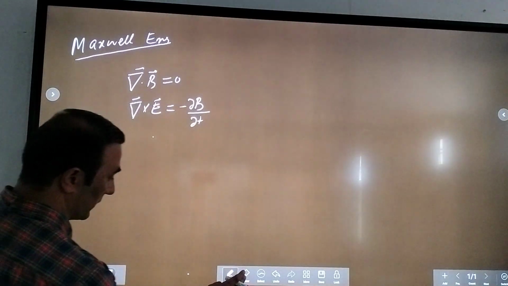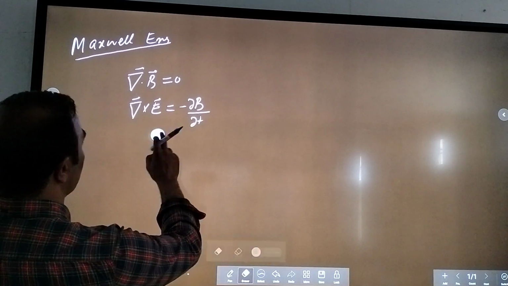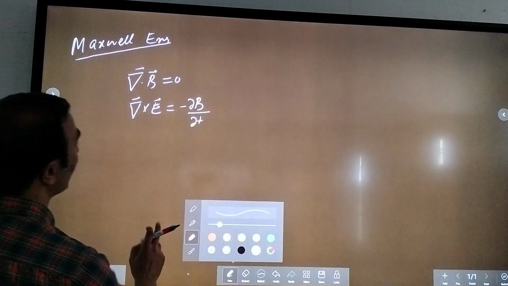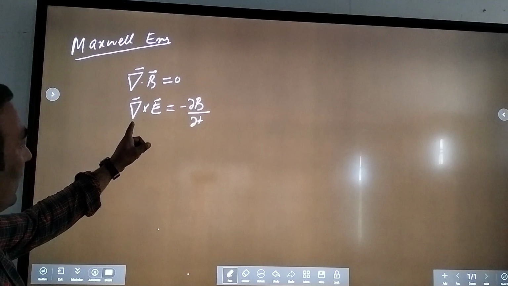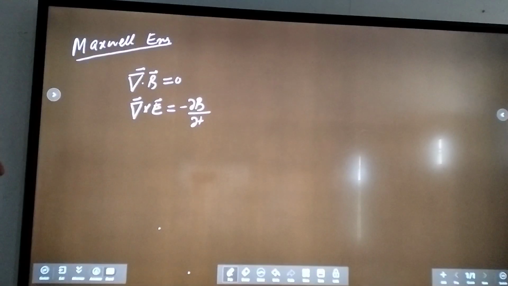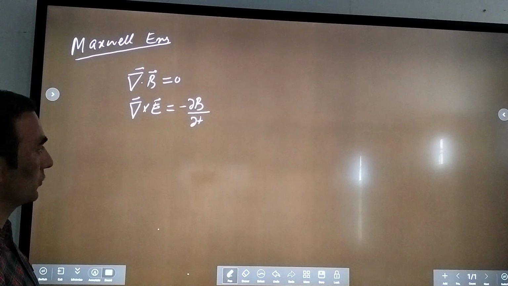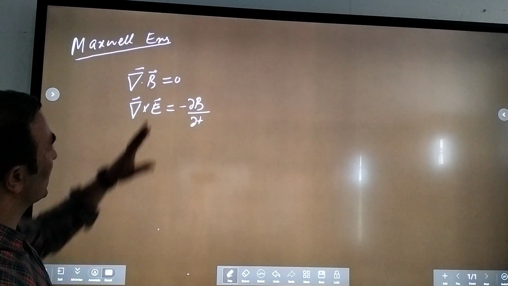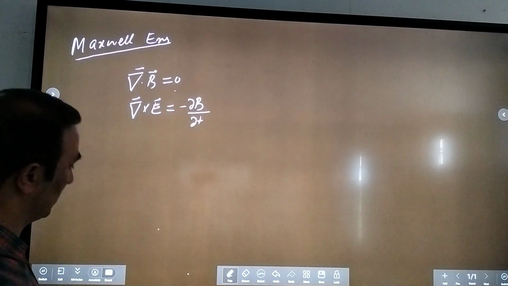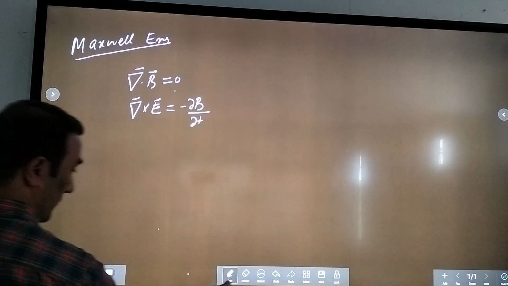And this is another Maxwell equation, which states that the curl of the electric field is the rate of change of the magnetic field with respect to time, right? So these are Maxwell equations number two and three. Now let us write now.